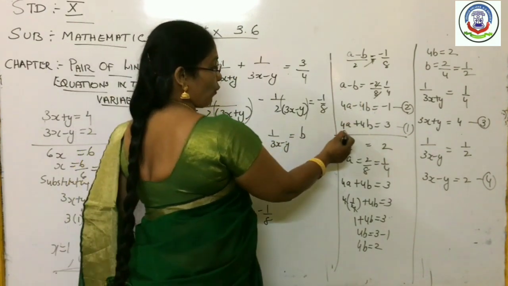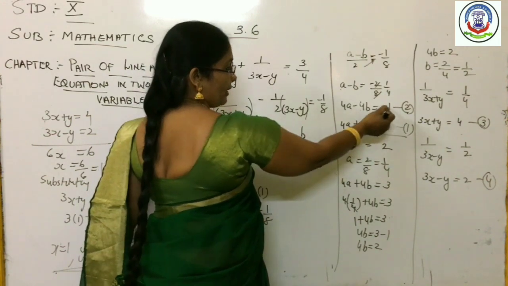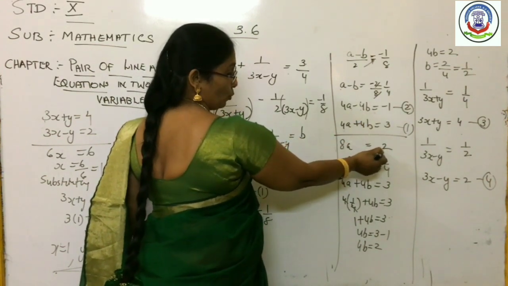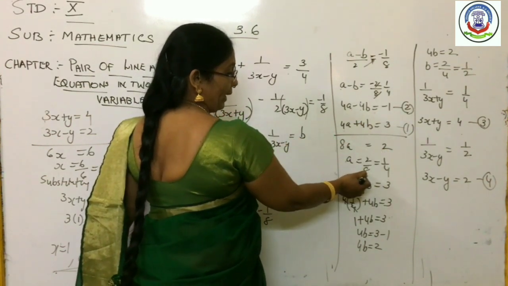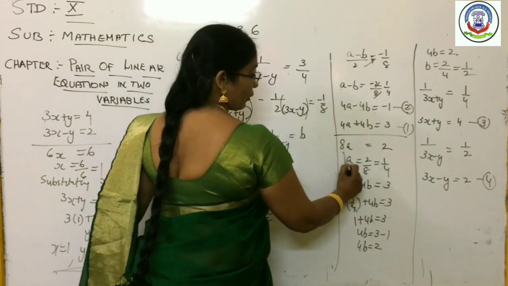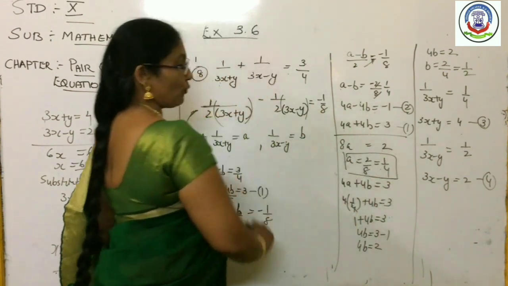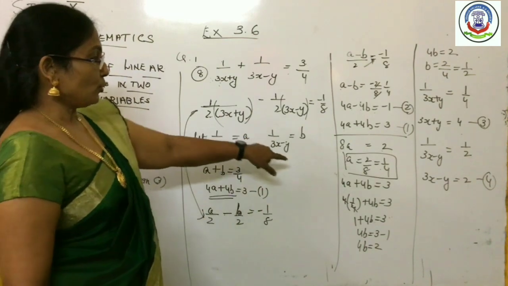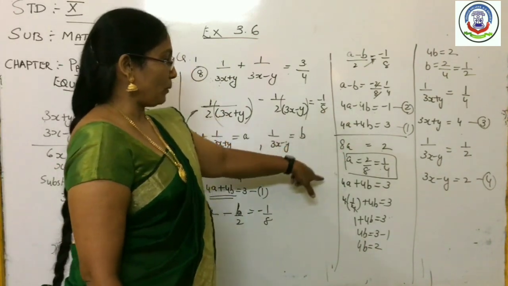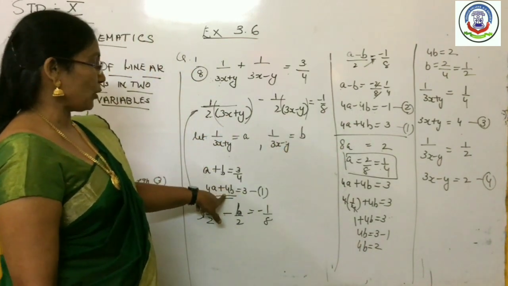Now 4a plus 4a, it will come 8a. Minus 1 plus 3, it will come 2. Now a is equal to 2 by 8, which is equal to 1 by 4. Now you have got the value of a as 1 by 4. Now substitute that value of a in any of the equations. I have substituted in the first equation.